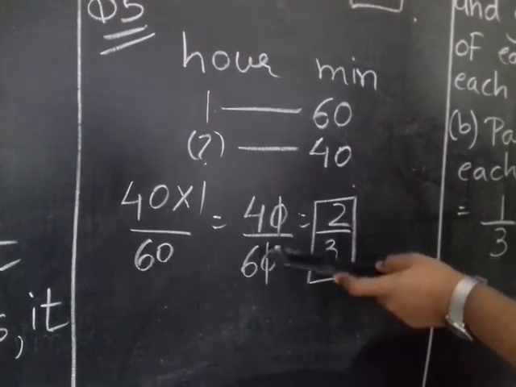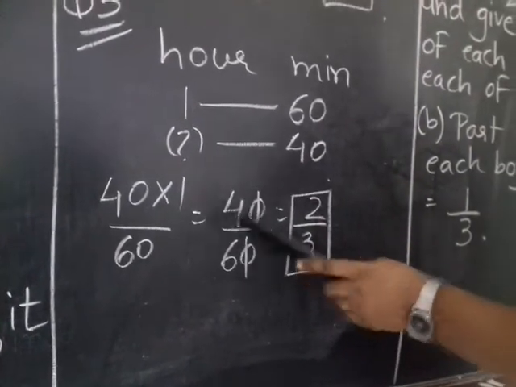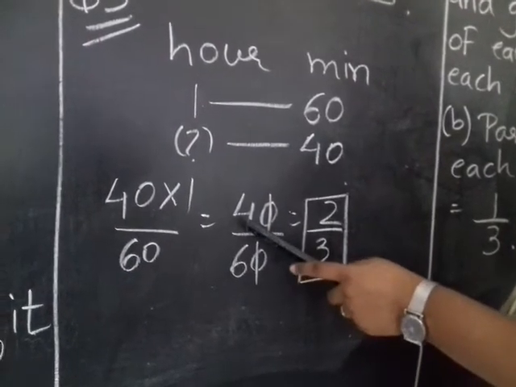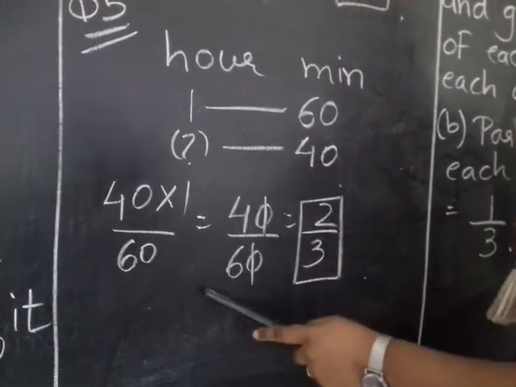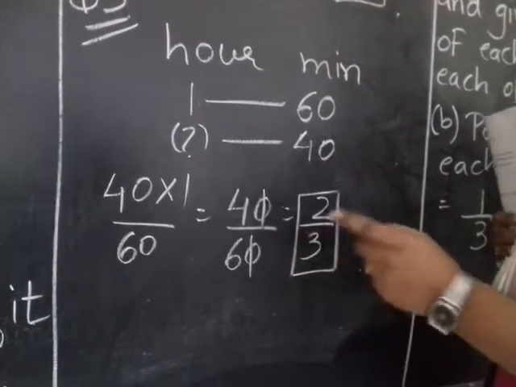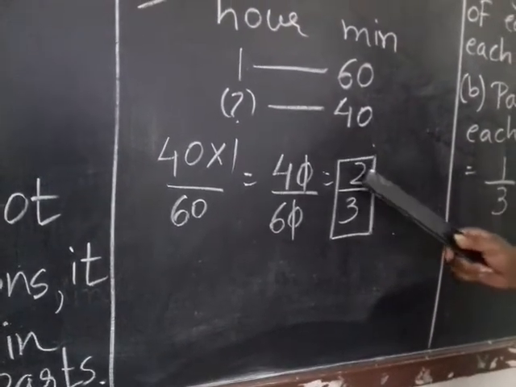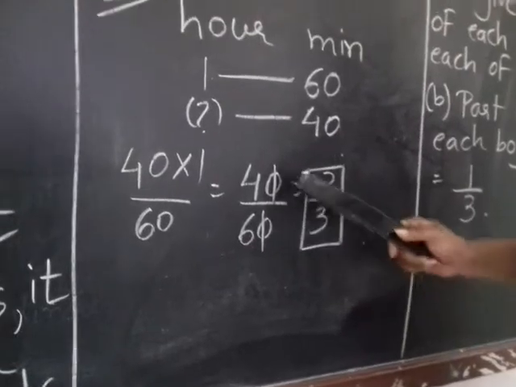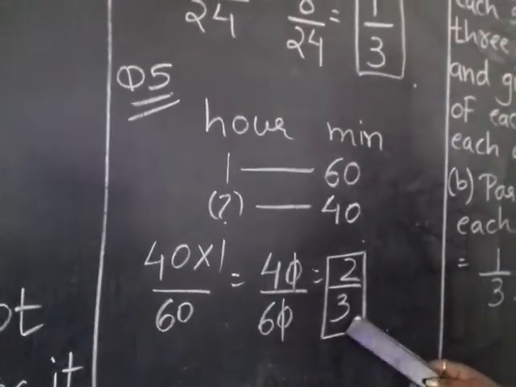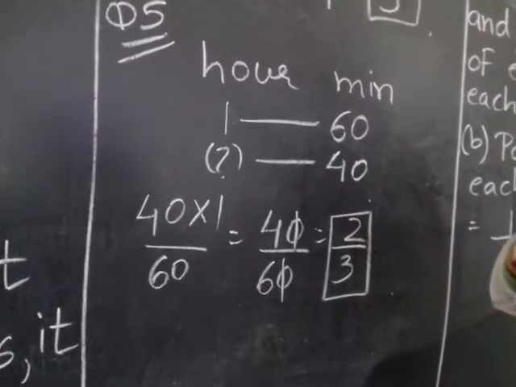You can cut out the common 0. 40 is also having 1 zero, 60 is also having 1 zero. So cut out the zeros. Now the remaining number is 4 upon 6. So you can use the table of 2. 2 twos are 4 and 2 threes are 6. I cannot use the table of 3 because in the table of 3, 6 comes but 4 does not come. So use a common table, that is 2. So 2 upon 3 is your answer. 2/3 fraction of an hour is 40 minutes.